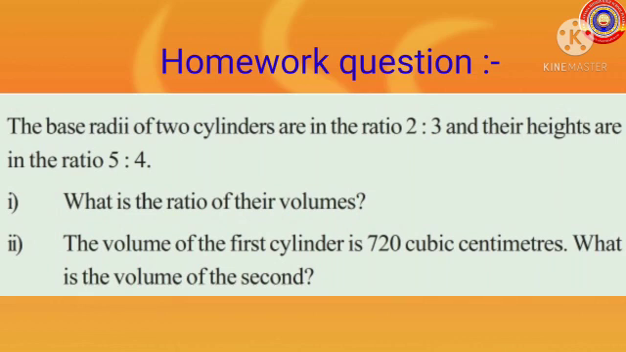Formula is pi R square h. You have to substitute R1 and H1 for finding V1 and R2 and H2 for finding V2. Okay, then you will get the ratio of the volumes.